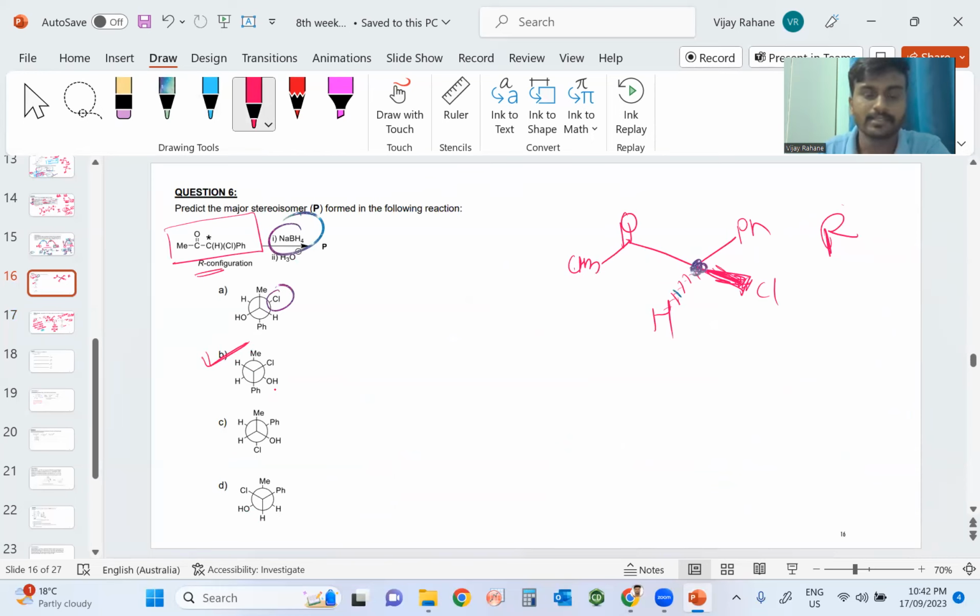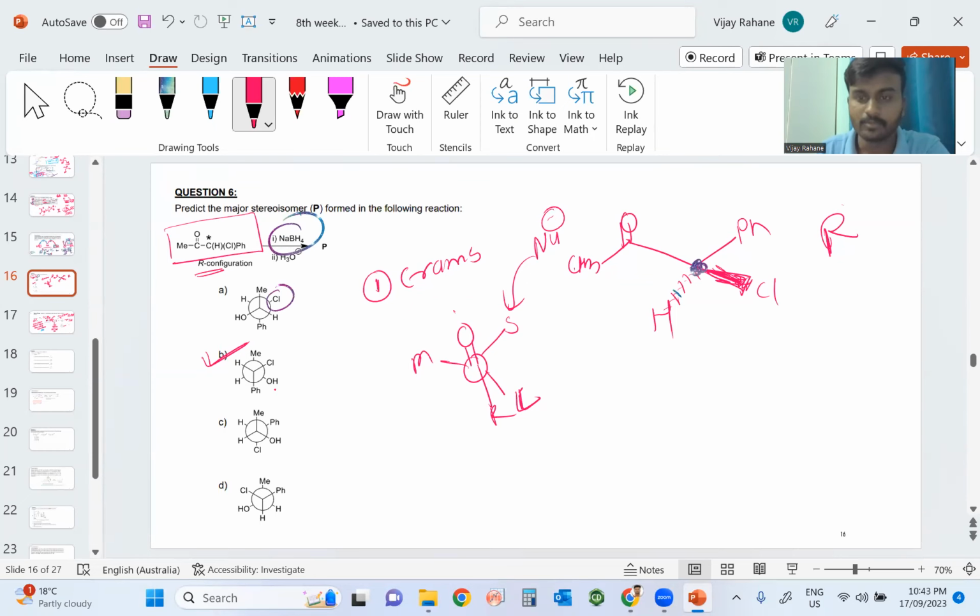So just keep in mind, there are a few rules. The first one is Cram's rule. In Cram's rule, what we do: the carbonyl carbon, let's say this is the carbonyl carbon. This is just a quick revision. Draw the carbonyl carbon as it is, and let's draw the groups in this fashion: small, medium, and large, and attack from the side of the small group.